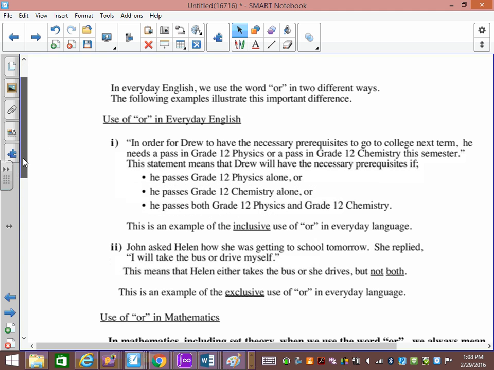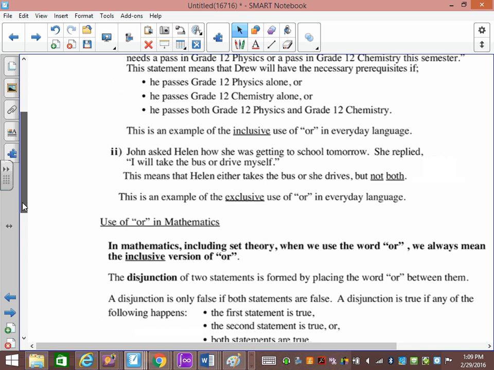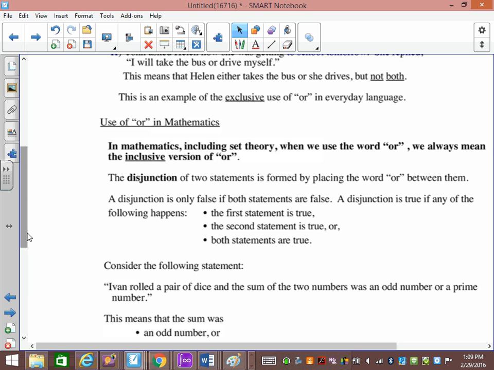So use of or in everyday English is: he passes grade 12 physics alone, or he passes grade 12 chemistry alone, or he passes both grade 12 physics and grade 12 chemistry. And then in mathematics, including set theory, we use the word or, which always means the inclusive version of or.